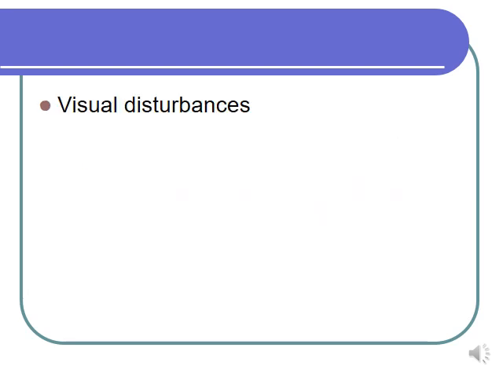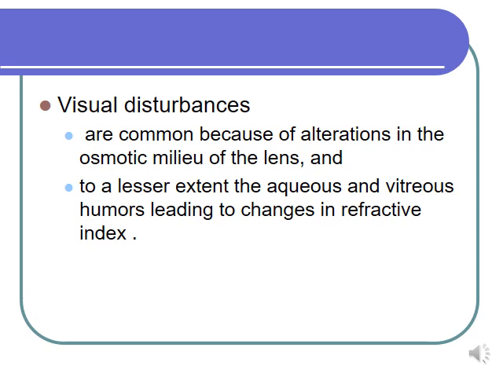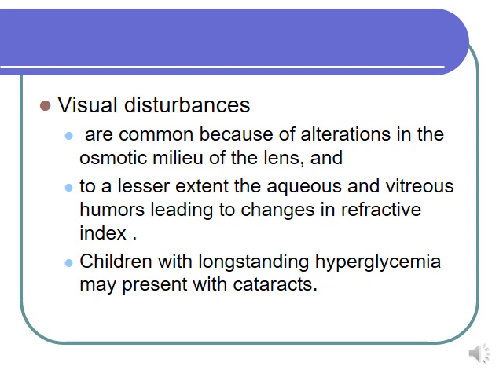So coming to visual disturbances, because of high glucose, there will be alteration in the osmotic milieu of the lens, which is commonly seen. And to a lesser extent, you have the aqueous and vitreous humors leading to changes in refractive index. Children with long-standing hyperglycemia present with cataracts. Usually in our ward, patients with high blood sugar have problems with vision. If you send them to ophthalmology OPD, they'll ask us to control the blood sugar. Then only they can give correct evidence whether there is a refractive error or it is really due to high blood sugar level.